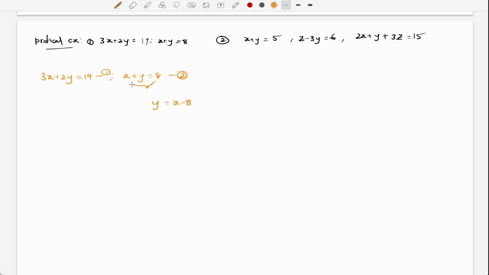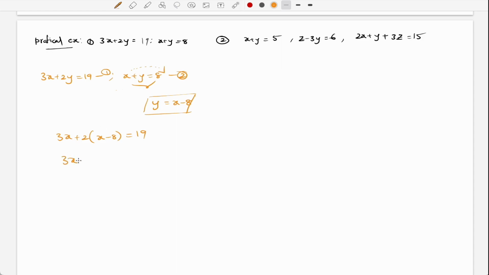From this you can get a y value. We simply transfer the x value from the left-hand side to the right-hand side. After that, we put this y value, x minus 8, into our equation 3x plus y, and then we have our equation.